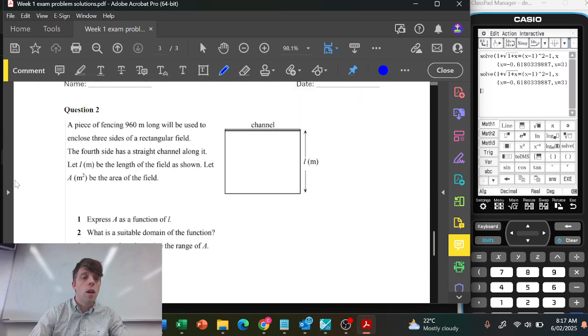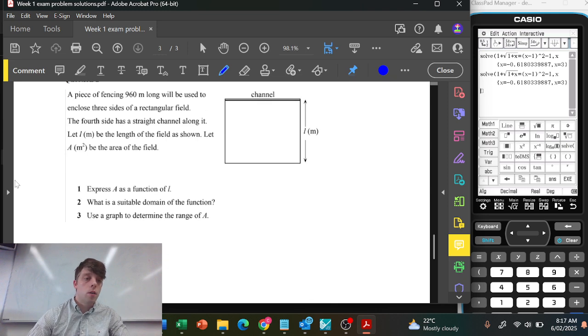All right, so moving on, looking at this question here. So this question asks us, a piece of fencing that is 960 meters long will be used to enclose 3 sides of a rectangular field. The fourth side has a straight channel. We're going to let L be the length of the field and let A be the area of the field. And the question is asking us to express A as a function of L.